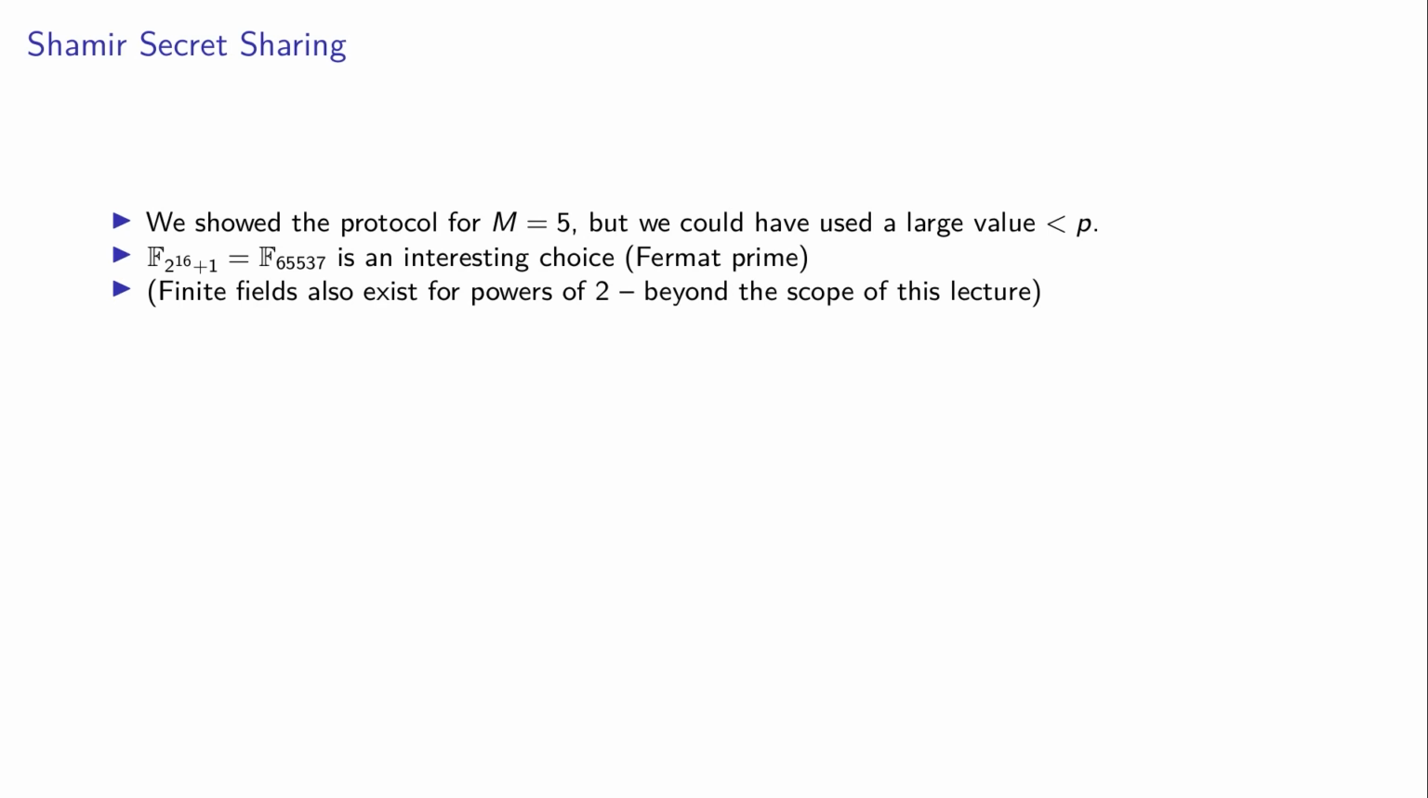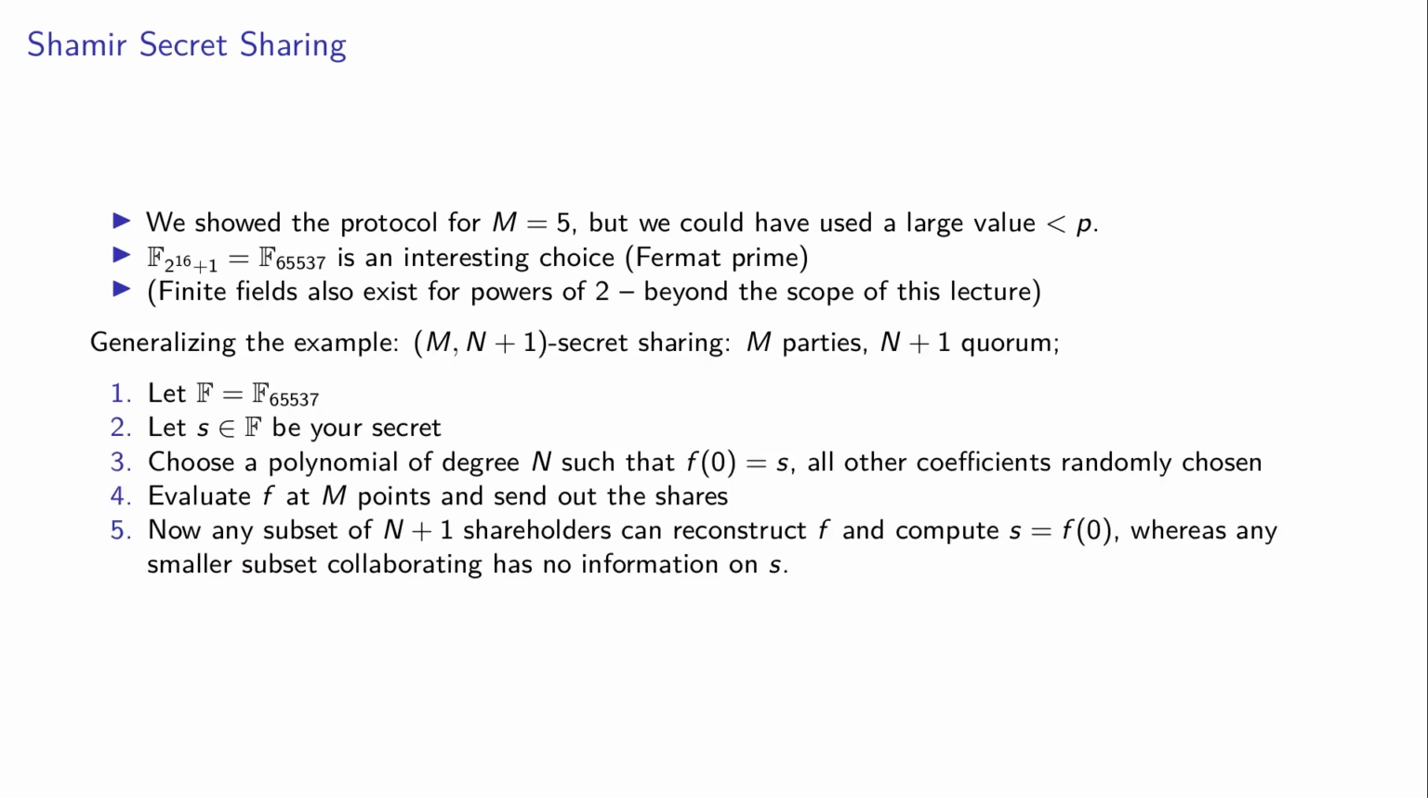It is true that a finite field exists for every power of 2, but the arithmetic of this is slightly more complicated, and it's beyond the scope of the lecture. For a true understanding, it doesn't make so much of a difference. So, generalizing Shamir secret sharing, we have m parties, m shares.